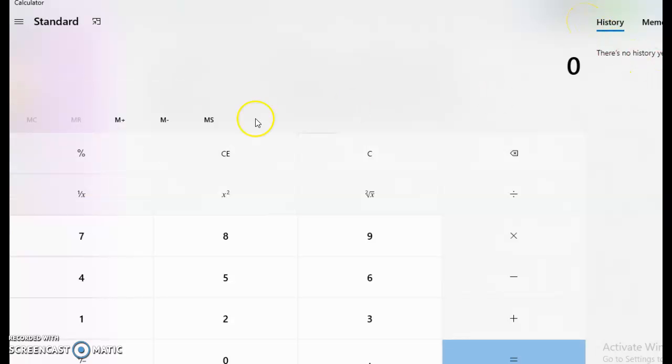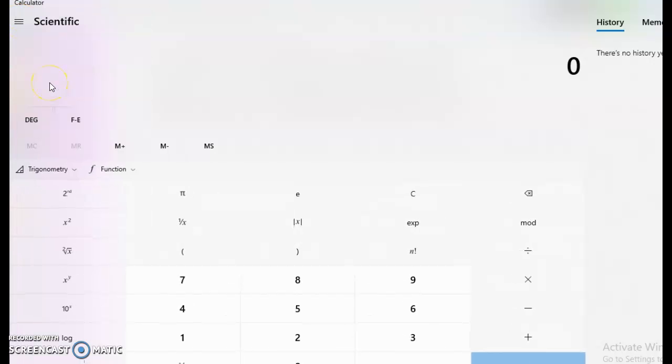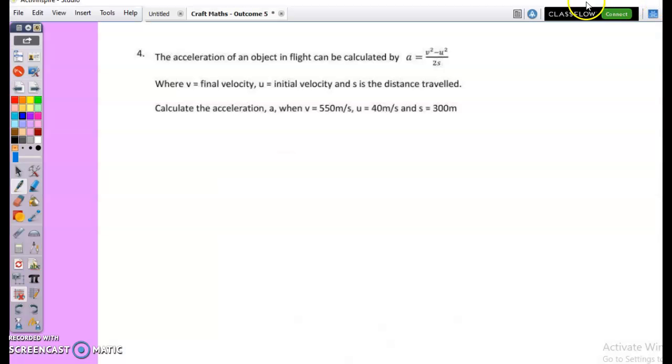There is a way of changing it to a scientific calculator. I've forgotten how to do it. Oh yeah, you can put it onto scientific calculator there. It doesn't give you a fraction button, but it does give you maybe some of the other buttons that you would need. Okay, have a play around with it before you use it for your actual assessment. Make sure you're happy with it.